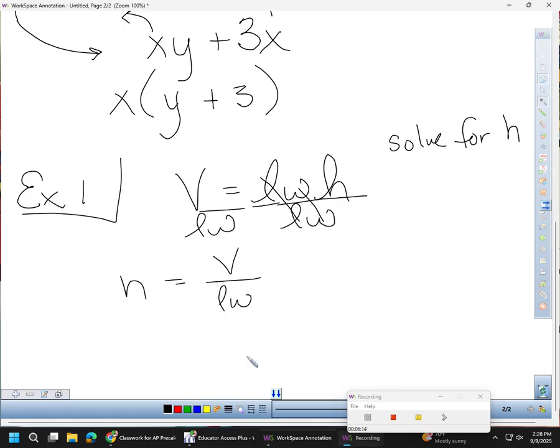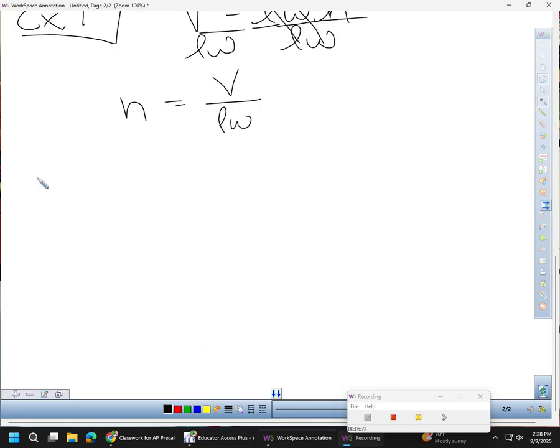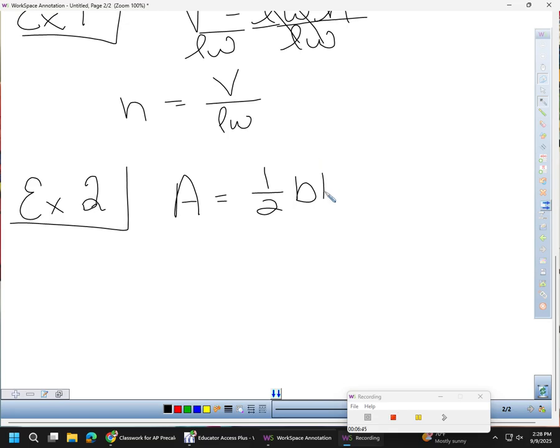How about example number 2? Let's take it up a step. Here is another very famous formula you've seen before. Area equals 1/2 base times height. It is for a triangle. I want to solve for B.